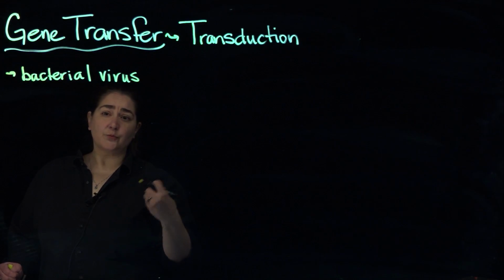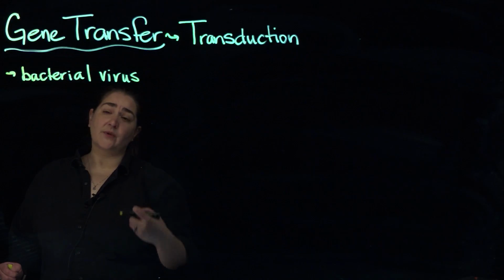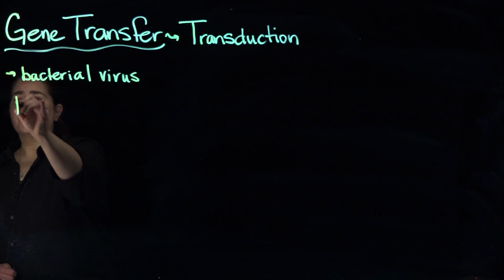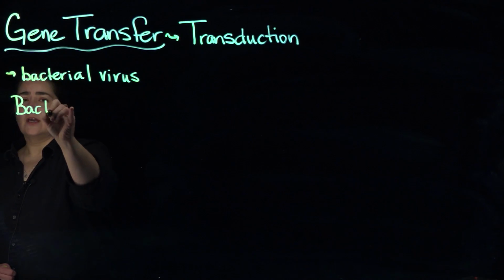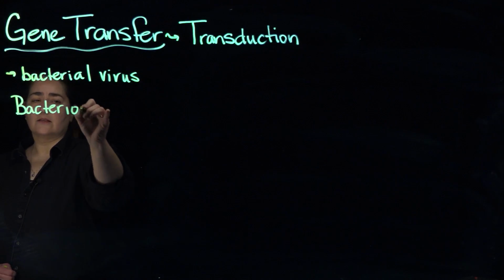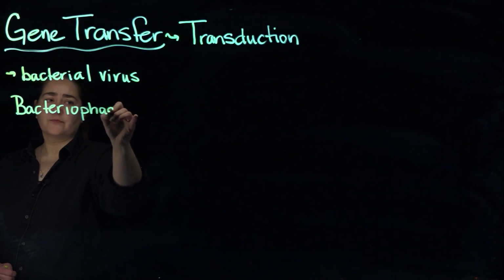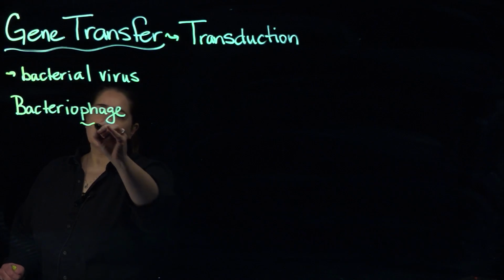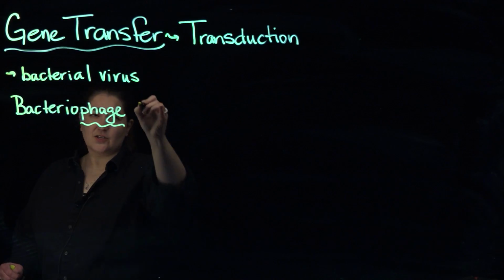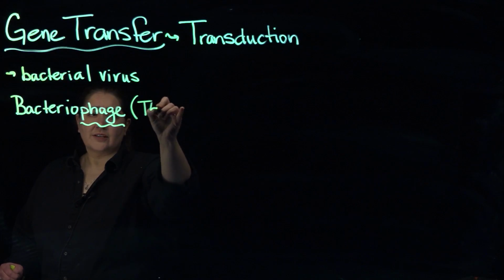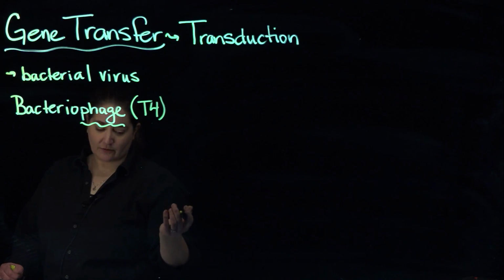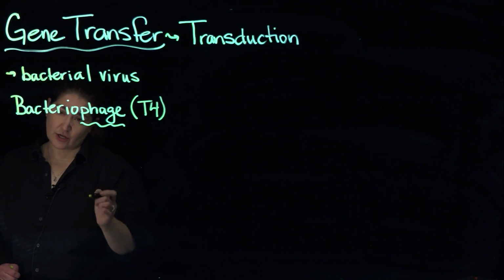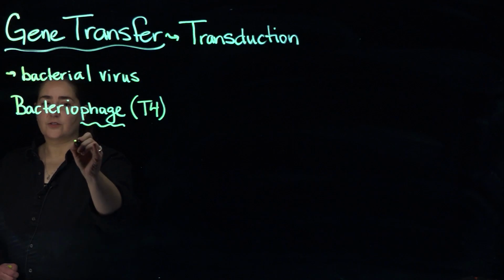So I'm going to give you a brief outline of what the bacterial virus is that is going to do this transfer first. And that virus is called a bacteriophage. Sometimes you will hear it referred to just as a phage. It's called a T4 bacteriophage, and that T4 just gets to the overall structure of the bacteriophage.